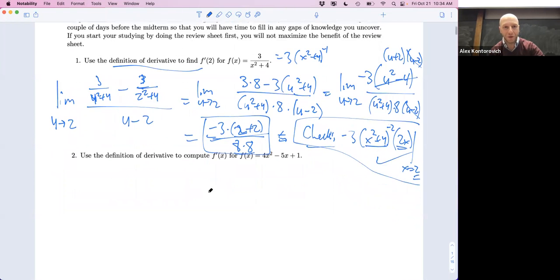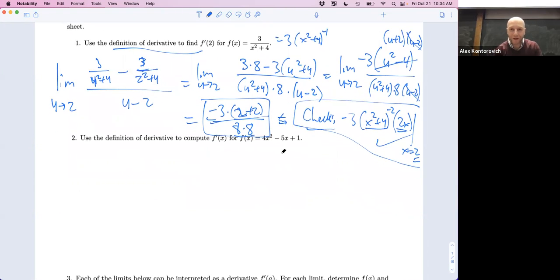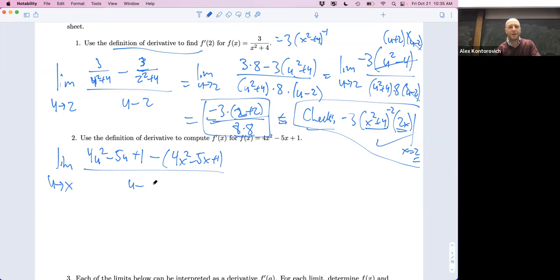Let's go. Number 2, use the definition of the derivative to compute this other thing. Okay, I have a 4x squared minus 5x plus 1. Again, it's a limit. I think it's still better to use a u going to x now instead of 2. We're not doing this at a particular point. We're doing this in general. As u goes to x of (4u squared minus 5u plus 1) minus (4x squared minus 5x plus 1) all over u minus x. Is that how you would have done it? Something like that. Okay, the nice thing is the ones cancel.